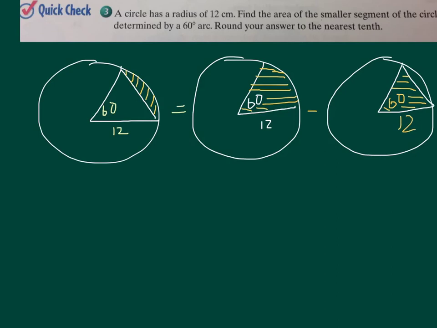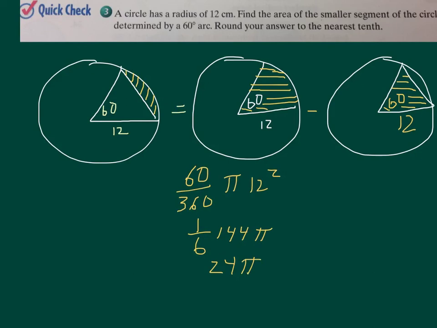Okay, the area of the sector is going to be 60/360 the area of the circle, which again is pi r squared. Pi times 12 squared. So you're going to have 1/6 of 144 pi, which is 24 pi. That's the area of the sector.